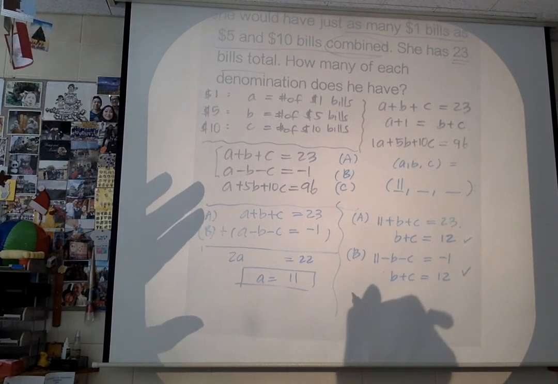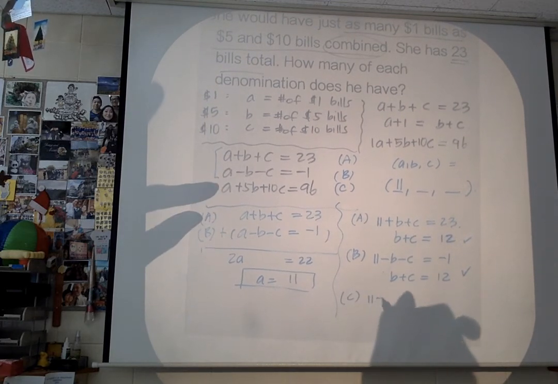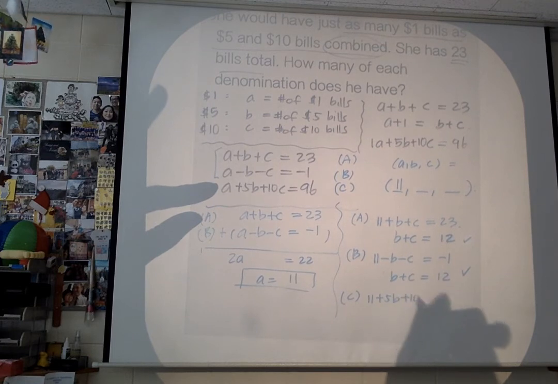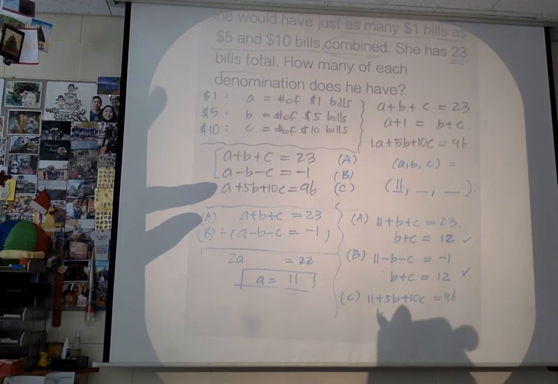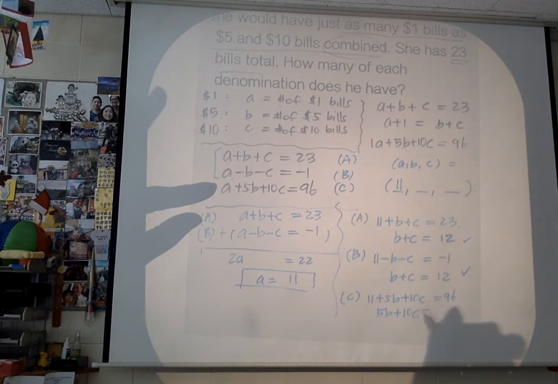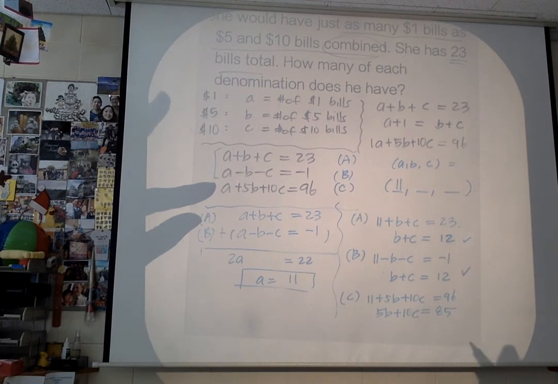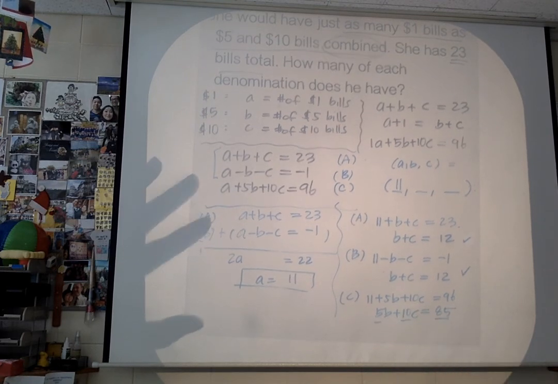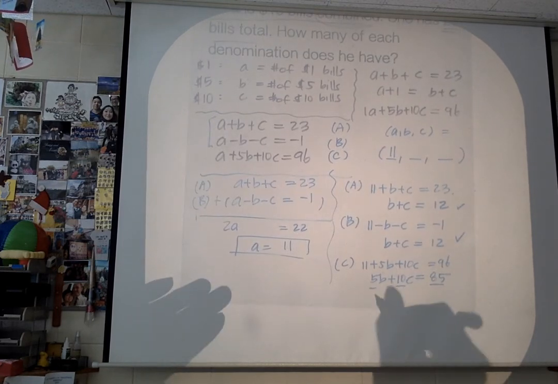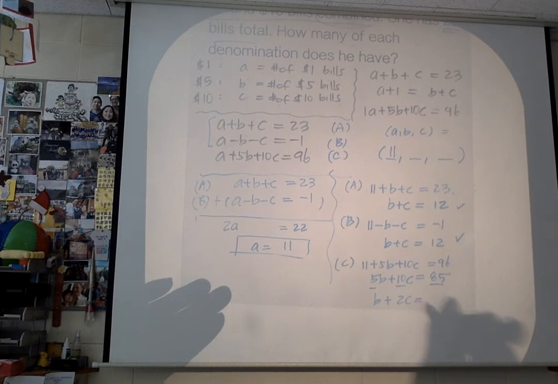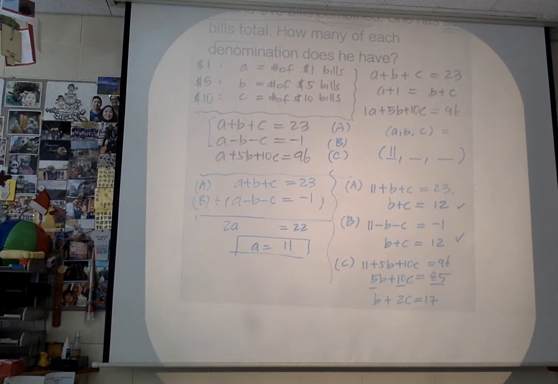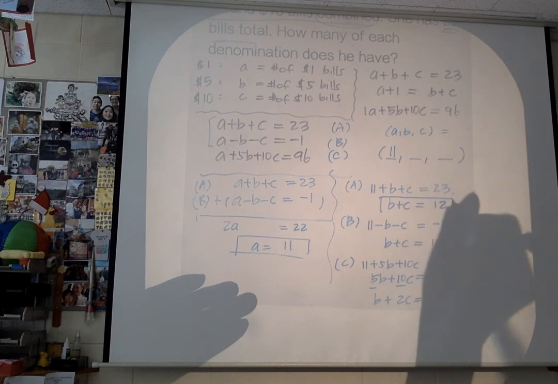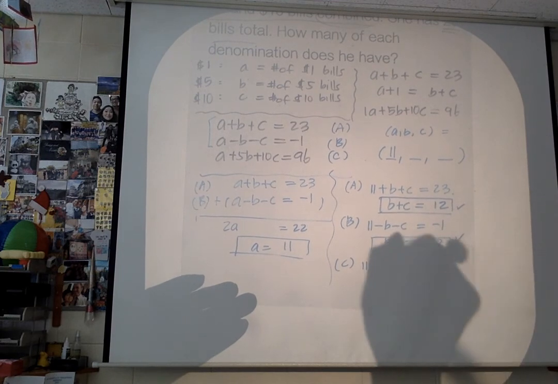And how about the third equation? We could go 11 plus 5B plus 10C equals 96, or 5B plus 10C is going to equal 85. So we have another equation here. Or, you guys, look, there's a 5, 10, and 85. Can't we factor out the 5 there? So we get B plus 2C is equal to 17. Okay, so we're going to box all the important equations.